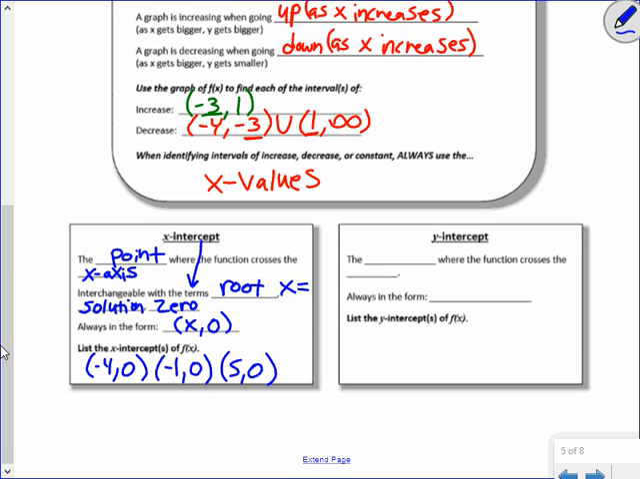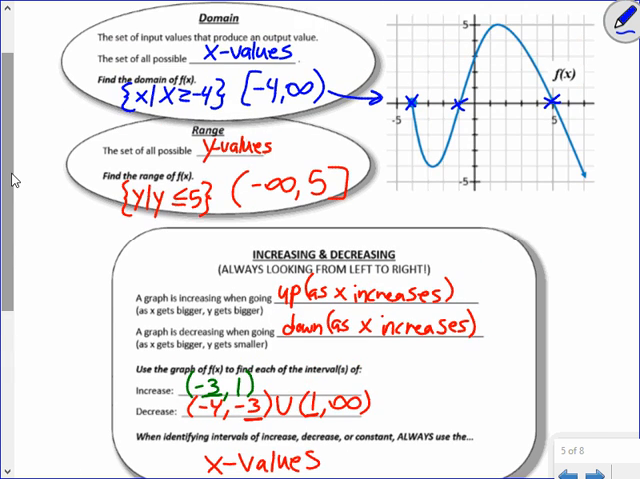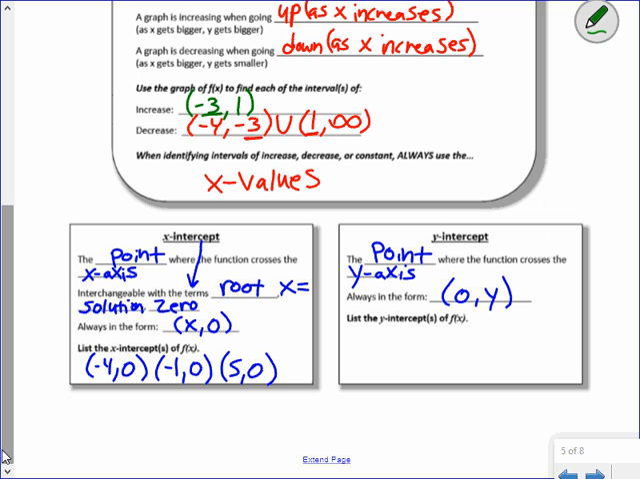Now we're going to talk about y-intercept. That's the point, again, where the graph crosses the y-axis. Should always be in the form (0, y). So let's take a look at the graph this time. The y-intercept is right here. Use a different color. Okay, so that's our y-intercept, where it crosses the y-axis. Set that as the point (0, 3).